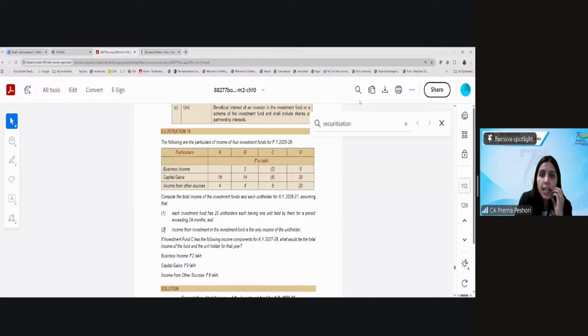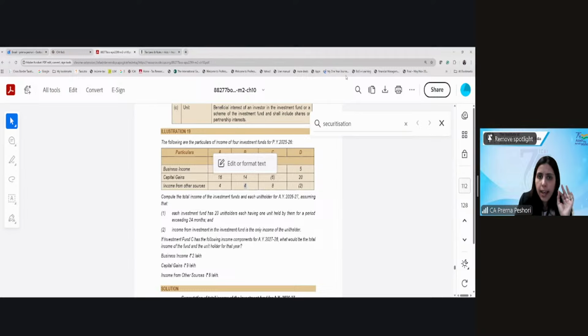Then for fund B, 2 lakh is the business income, 14 lakh is capital gain, and EFOS is 4 lakh. PGBP income will be taxable in the hands of the trust, and it will not be taxable in the hands of the investor. Capital gains and income from other sources will be passed through, and will be taxable in the hands of the investor.